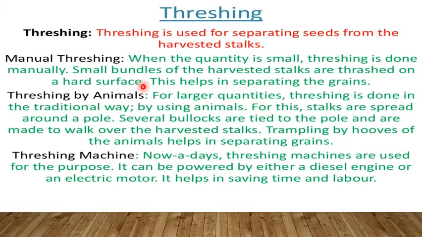And the third one is what? Threshing machine. Nowadays threshing machines are used for the purpose. It can be powered by either a diesel engine or an electric motor. It helps in saving time and labor also. Yes students, it helps in saving time and labor also.